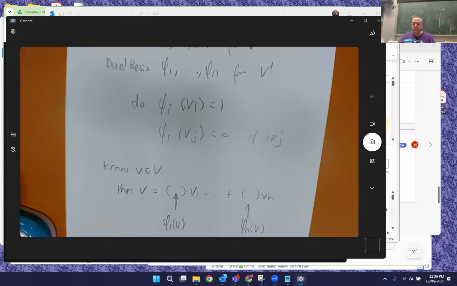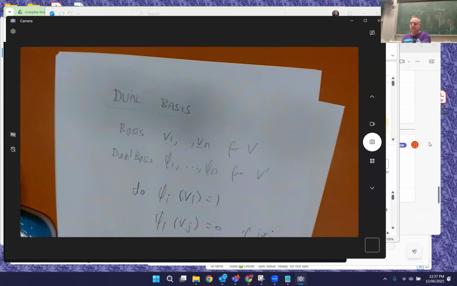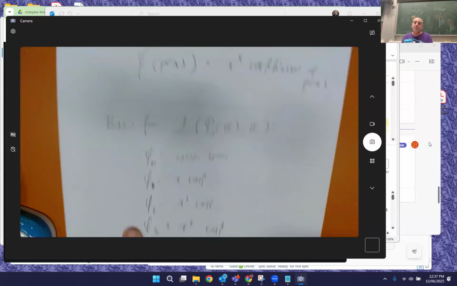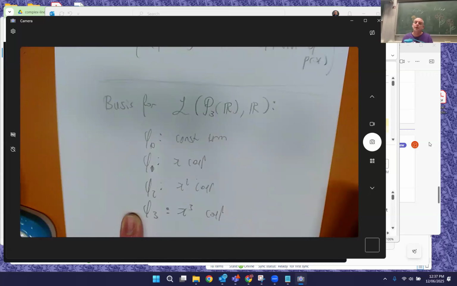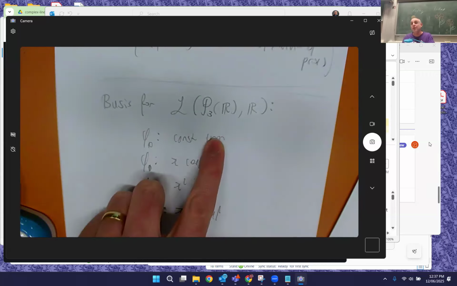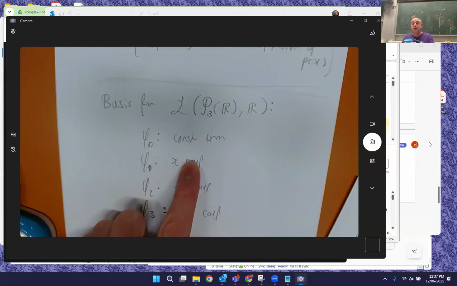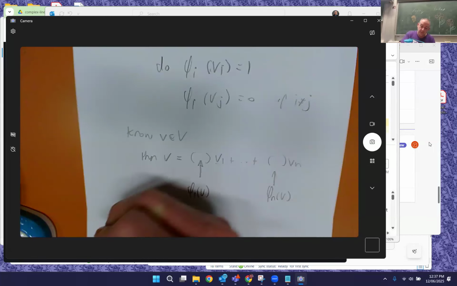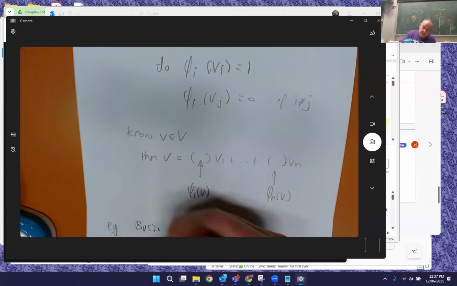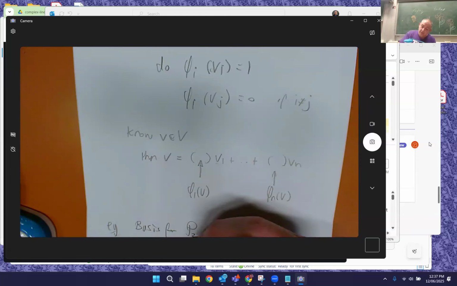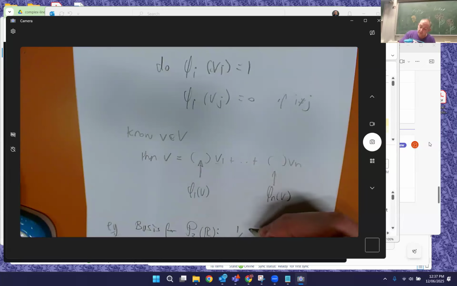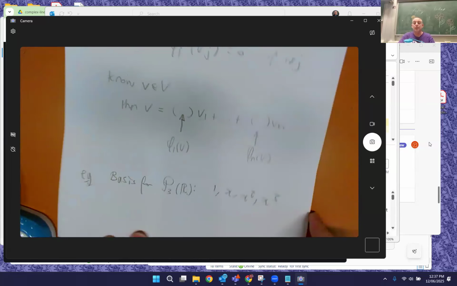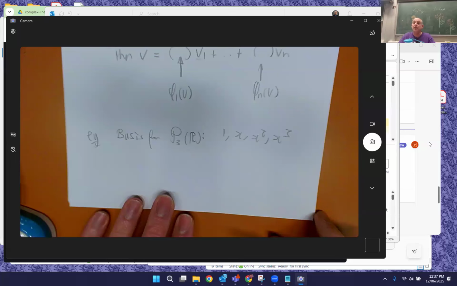So this is the dual basis to the standard basis for P3. Because this tells you the coefficient of 1, this tells you the coefficient of x, this tells you the coefficient of x squared, this tells you the coefficient of x cubed. So you have this basis. That basis is a perfectly good basis for P3.